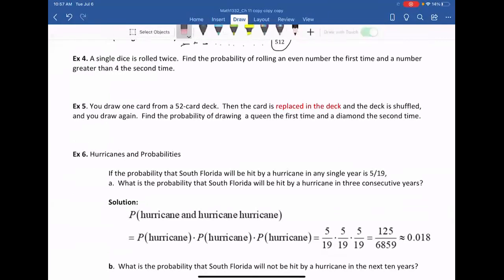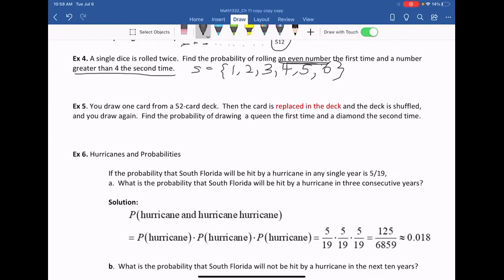A single die is rolled twice. What is the probability of rolling an even number the first time and a number greater than 4 the second time? The first event A is an even number for the first time, and a number greater than 4 the second time. I'd like to list the sample space. The sample space is 1, 2, 3, 4, 5, 6.